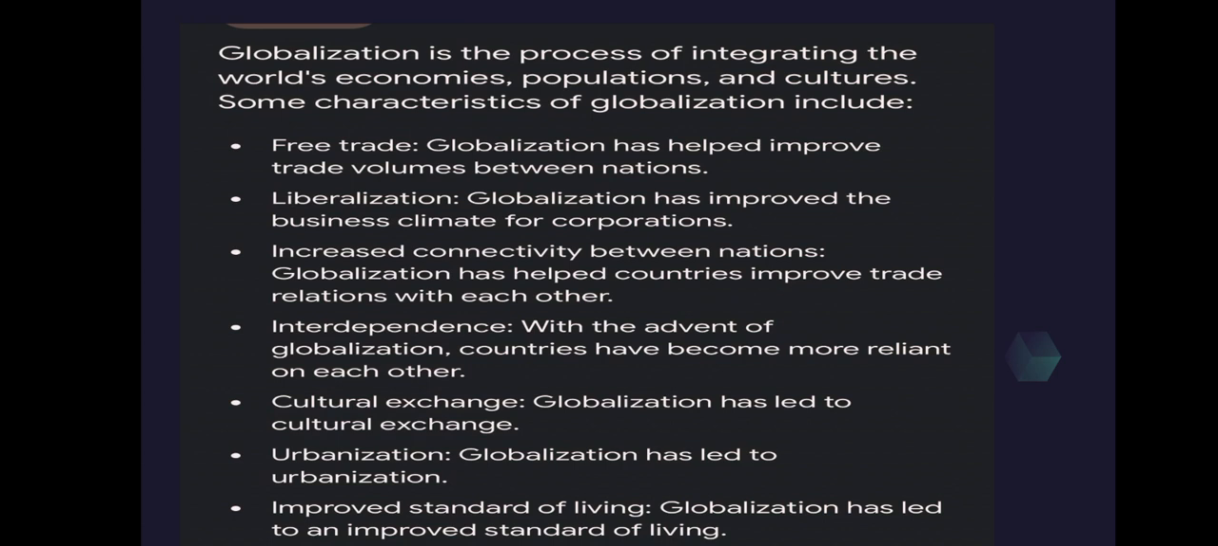Now cultural exchange, this is something which is very promising, and which has led to another level of, what to say, development. Cultural exchange means, like you can see the coming up of trends. Now see, suppose you have your own traditional attire.